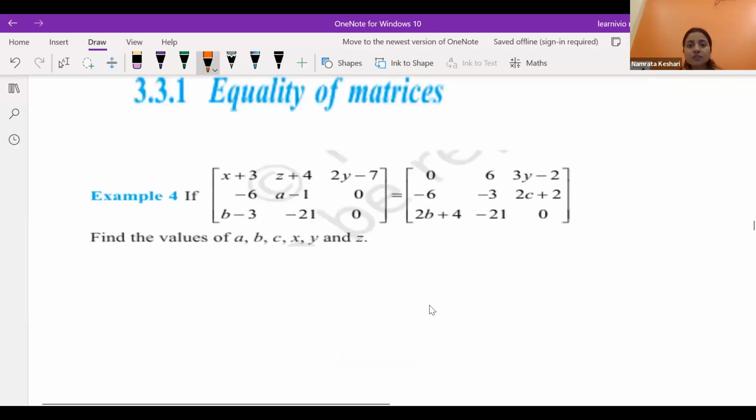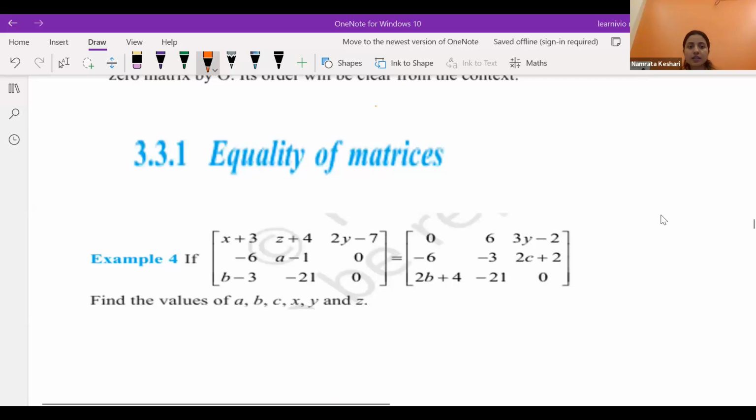Now, equality of matrices. If we have two equal matrices, then we can say the element A11 over here matches. Basically, one thing you must note: when we are talking about equality of matrices, both matrices must have the same order. So as you can see, it is 1, 2, 3.